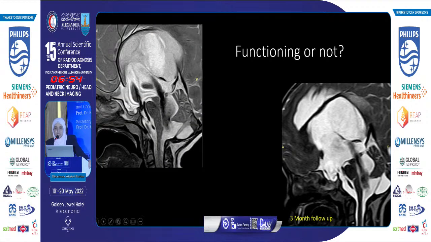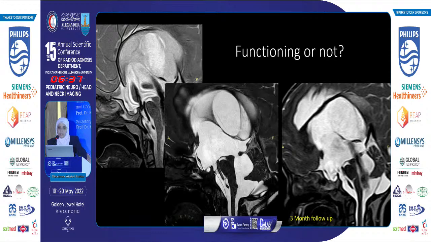So this case, is it functioning or not? This is the early post-operative film. This is a conventional 2D weighted image. We can see here a signal void. So is this patent or not? I should go back to the balanced fast field echo sequence or the SENSE sequence without any flow artifact.